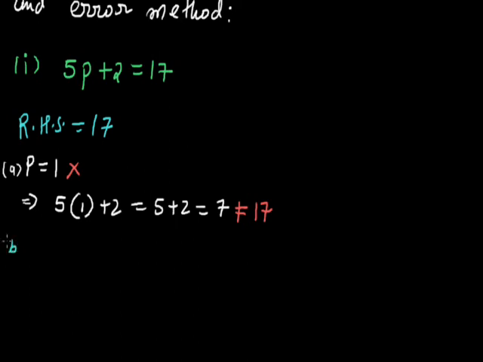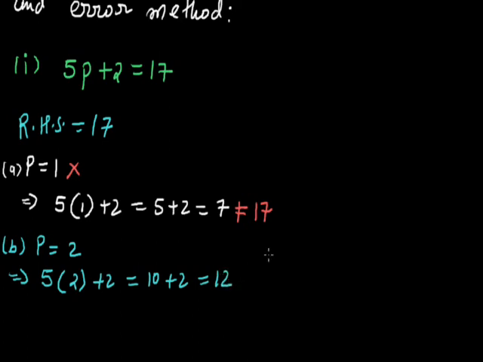Now let us take the next value as p is equal to 2. From this we will get 5 into 2 plus 2, which will be equal to 10 plus 2, and the final result will be 12. So again it is not equal to 17. So p equals to 2 is again not the solution of the given equation.